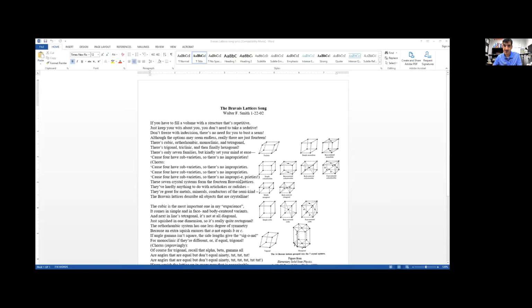So, before I play the song, I'm going to share the lyrics so that you can see the lyrics. All right, so here are the lyrics. It's the Bravais Lattices song. Now let me start the music.